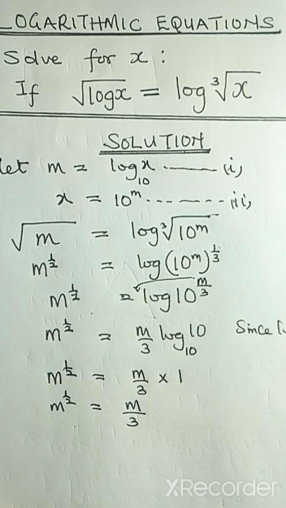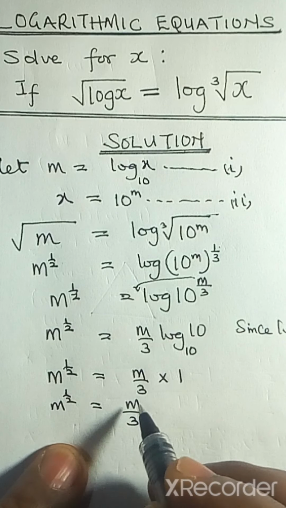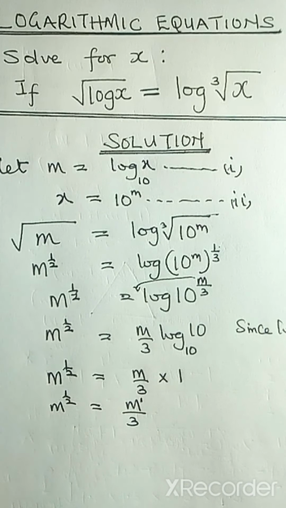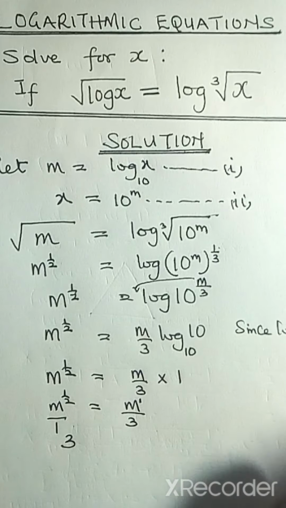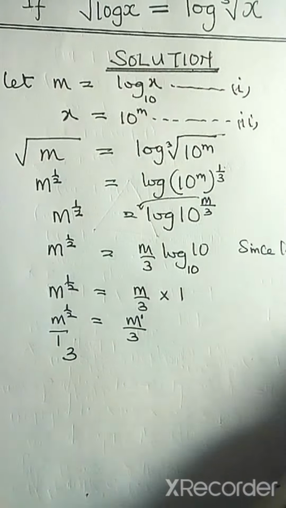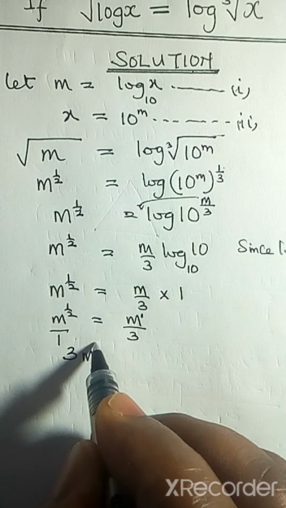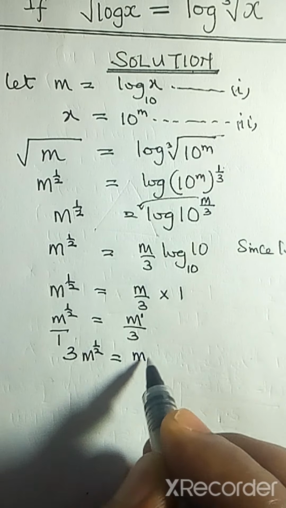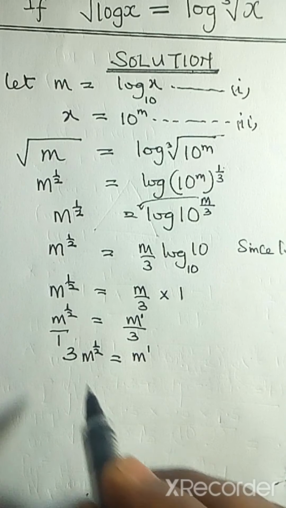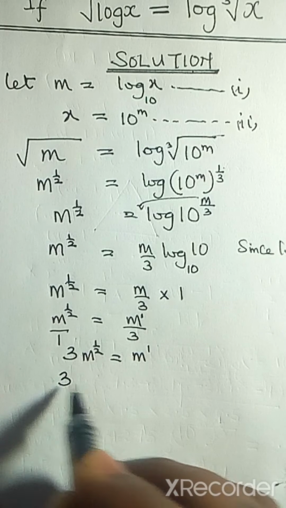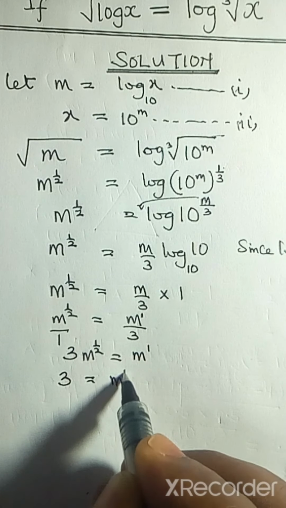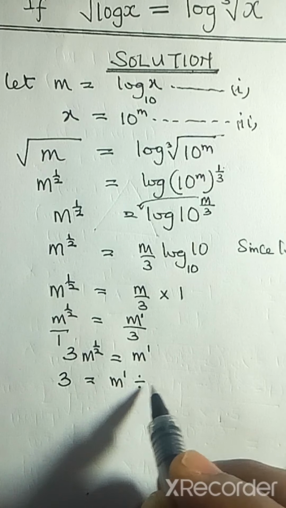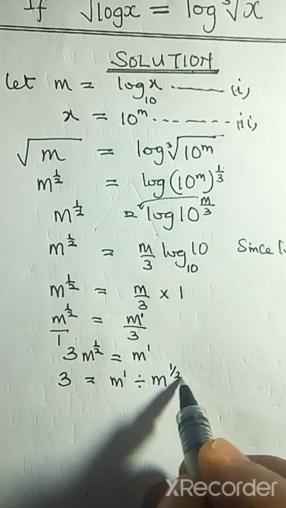Now we can decide to bring the two m together. Don't forget that this m is having power 1. By the time I cross multiply, this and this will multiply to give me 3 m power 1 over 2 equals m power 1. Now this is the same thing as 3. Divide both sides by m power 1 over 2. 3 equals m power 1 divided by m power 1 over 2.